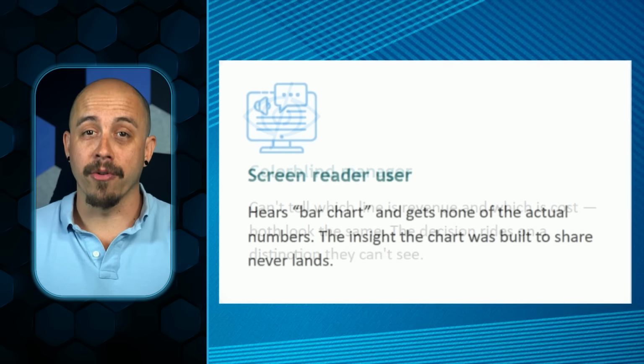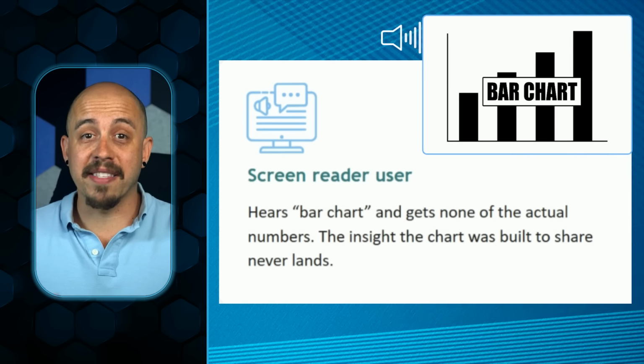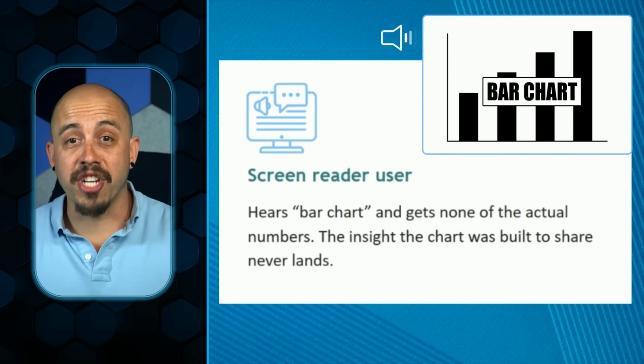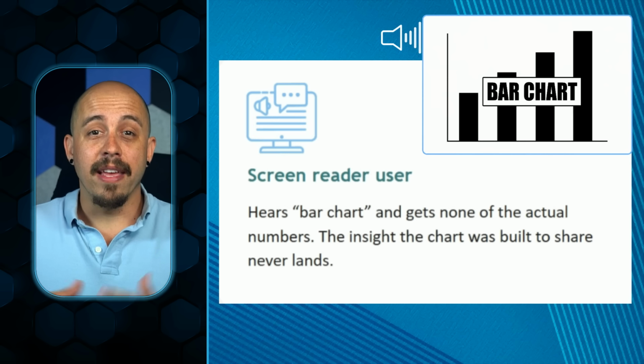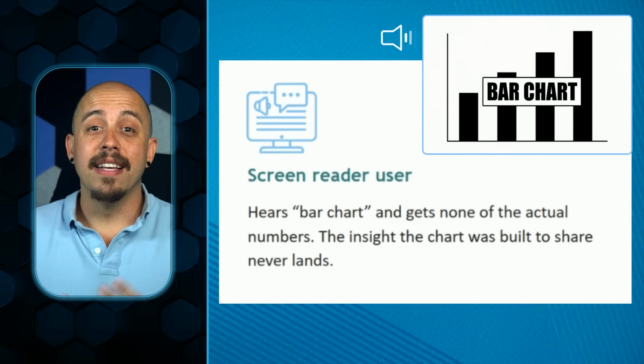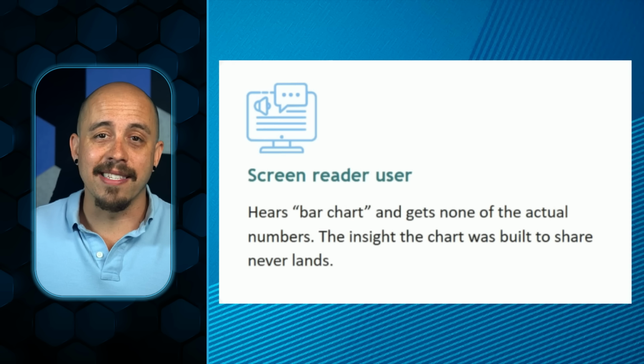Second, a screen reader user. They hit the same chart and what they hear is "a bar chart." That's all. The actual numbers, the very thing that the chart was built to share, never reaches them. In both cases, the insight the chart was built to deliver simply doesn't arrive. That's the problem we're solving today, and that's why this isn't optional.